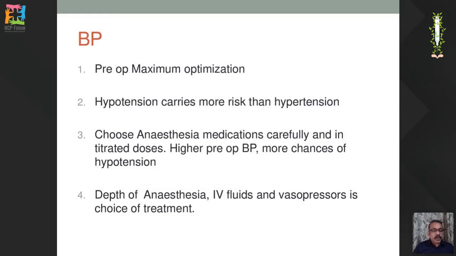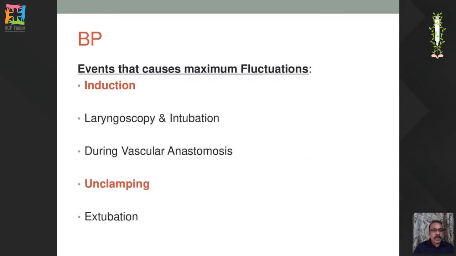So intraoperatively, at induction, the depth of anesthesia, IV fluid, and the choice of vasopressor are like any other case. The blood pressure, again: the events that cause the maximum fluctuation of blood pressure are at induction and when they release the clamp. These are the two areas where the anesthetist has to be absolutely cautious. If you prevent it, it's better, because it's very difficult to treat.